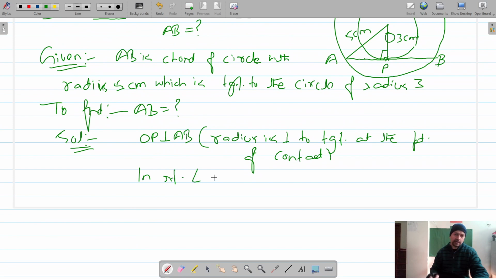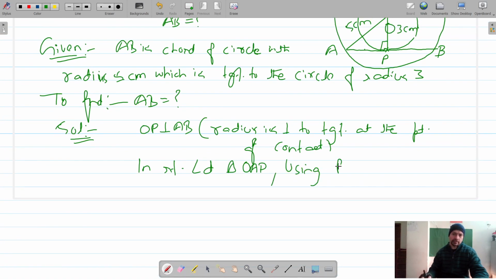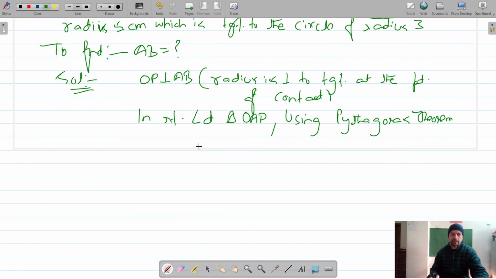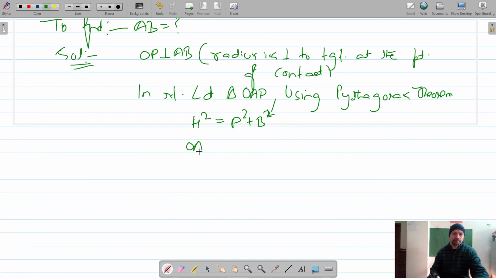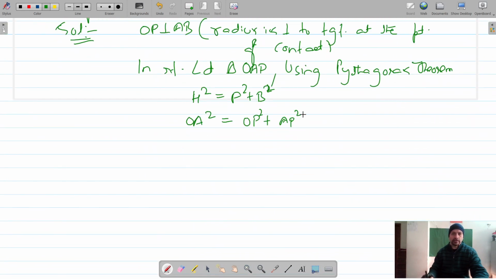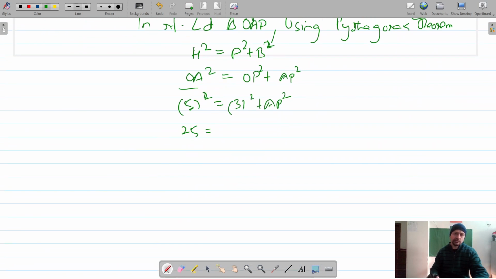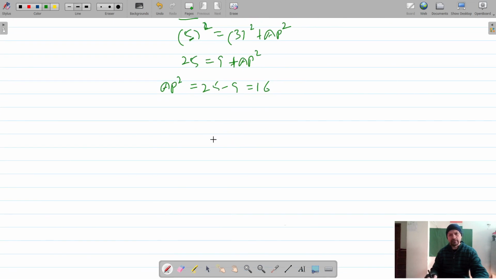So in right angle triangle OAP, we can use the Pythagoras theorem. That gives us hypotenuse square is equal to perpendicular square plus base square. And hypotenuse is OA, so it's OA square, perpendicular is OP square, plus base is AP square. So OA is 5, that is the radius of the larger circle, and OP is the radius of the smaller circle. So it's 3 square plus AP square. This gives me 25, 9. And now AP square is 25 minus 9, which is equal to 16. So AP is equal to root of 16, which is 4 centimeter.